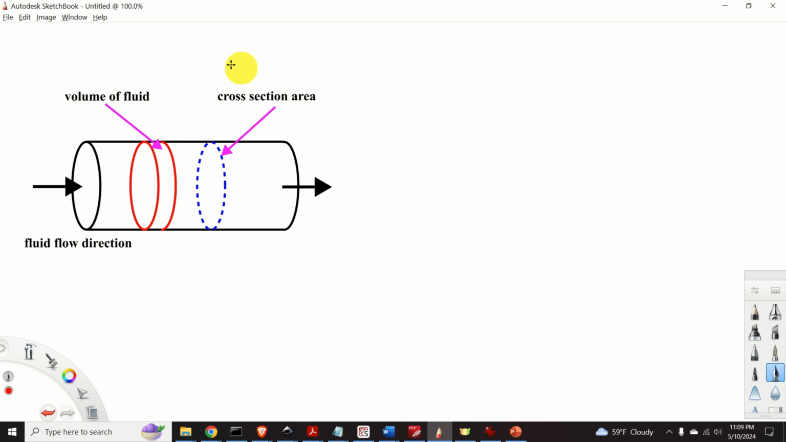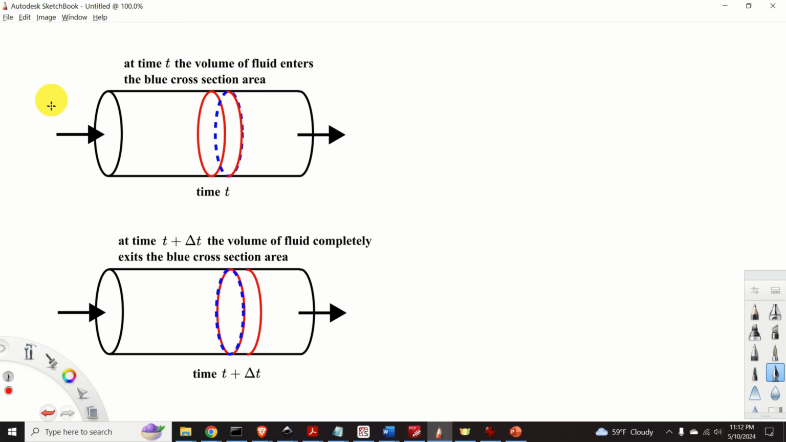This figure shows a section of a cylindrical pipe. The fluid flows from left to right. The first thing that we need to observe over here and to identify is this cylindrical volume of fluid. As the fluid is flowing from left to right, this volume will move from left to right. And it will pass through this cross-section area that's represented by this dashed circle over here.